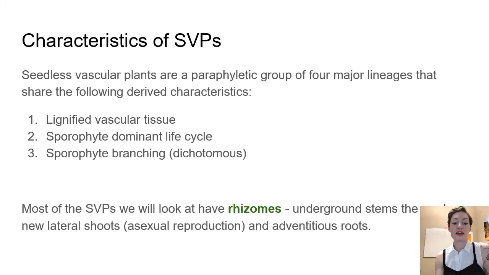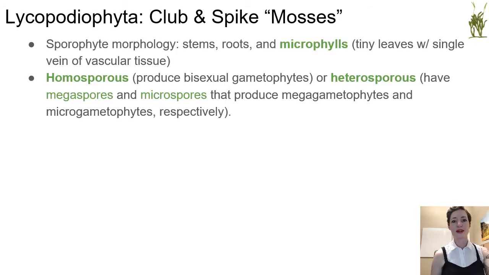So most of the SVPs that we'll look at have rhizomes. They have these underground stems that allow them to reproduce asexually. And we'll see that in each group of SVPs for our four major lineages. So let's look at our Lycopodiophyta. These are club and spike mosses. They're called that because they sort of look like mosses.